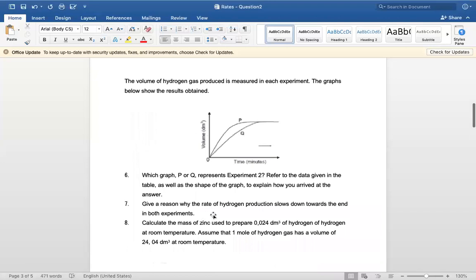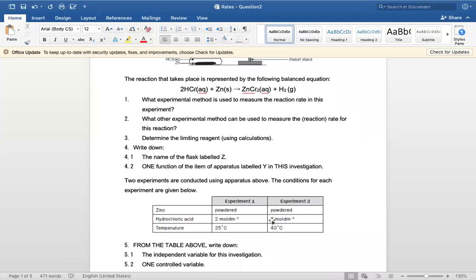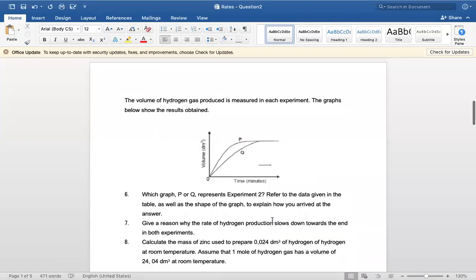So the independent variable is what you change. You change the temperature, 25 and 40. So your independent variable is your temperature. Right? What's the next question? Sorry, I'm going up and down, messing things up here.